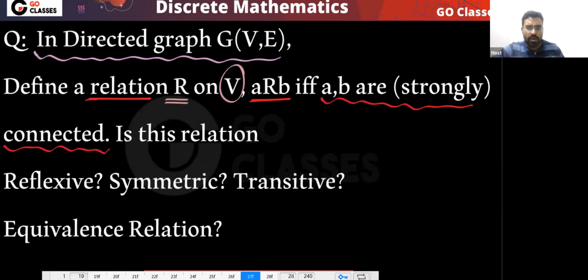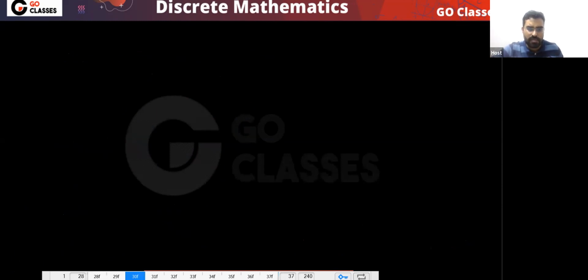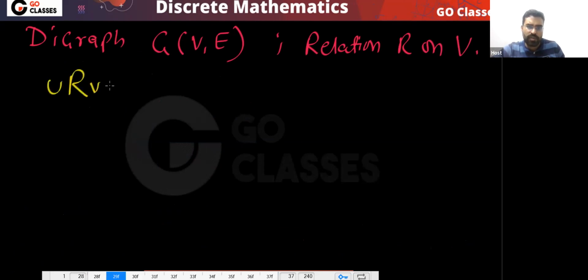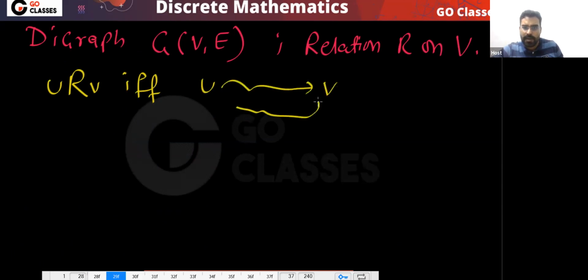I can say that on vertices, if you define this relation, then can I say this is reflexive? Yes, this is reflexive. Why? Remember, you have a directed graph G equals (V, E). You are defining a relation R on the set of vertices, and you are saying that a vertex U is related to vertex V if and only if there is a path from U to V and there is a path from V to U, meaning they are strongly connected.